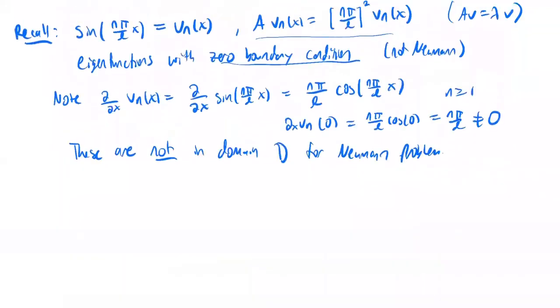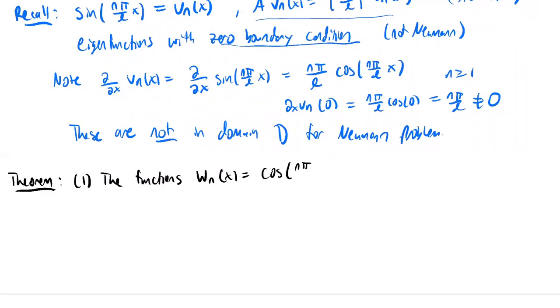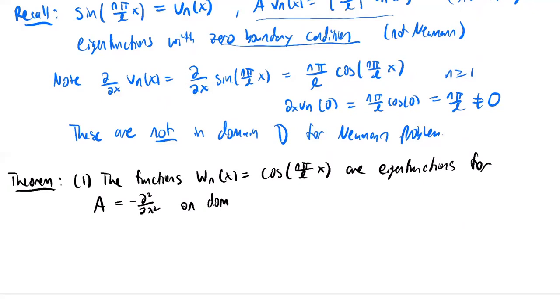Right, so let me call this a theorem. I'll break it up into two parts. The first part is the functions, let me call them, instead of V, since I used V before, let me call them W n of x, which are given by cosine of n pi over L times x. So these are eigenfunctions for the operator A on the domain D with Neumann boundary conditions. Right, so that's the first part of the theorem.